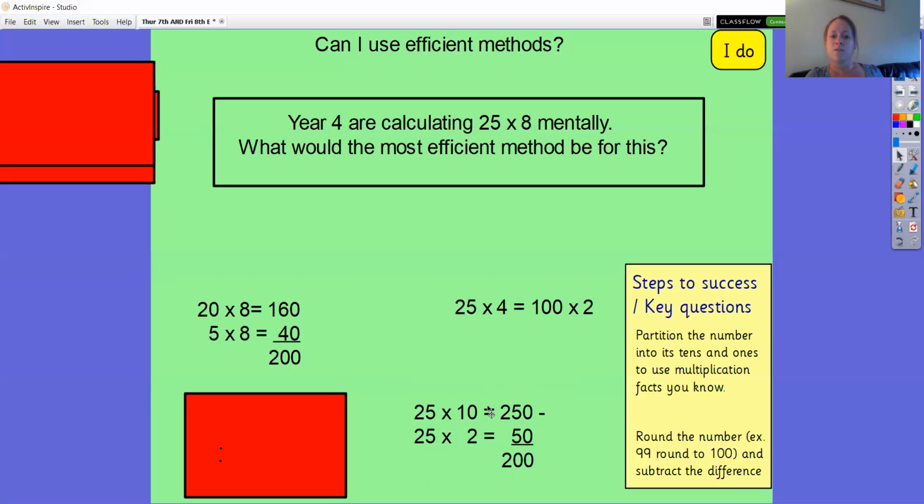But what I've done is I've added too many lots of 25 on. I've done 10 lots of 25 and I only wanted to do 8. So then I have to take off the extra 2 that I added on. So I did two lots of 25 is 50. So I have to take that away and I'll end up with 200.